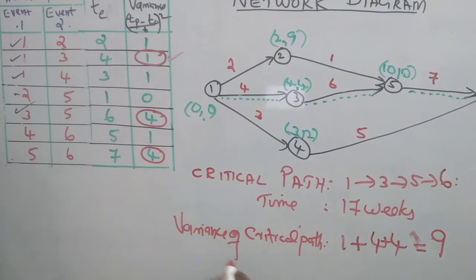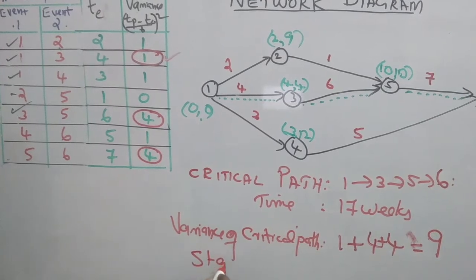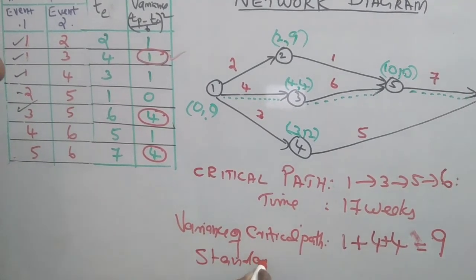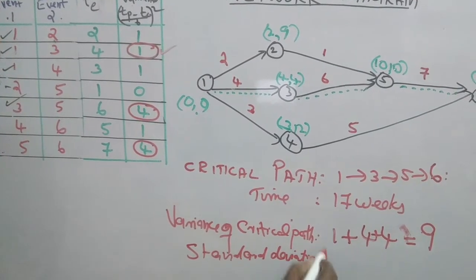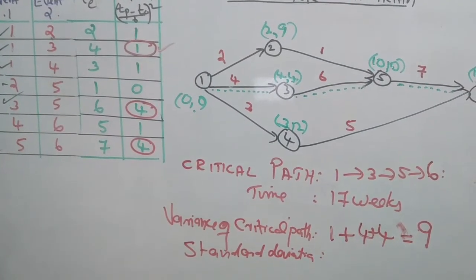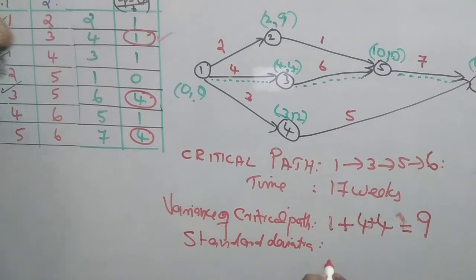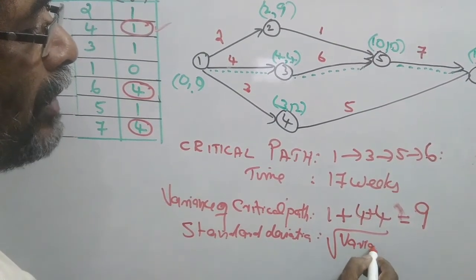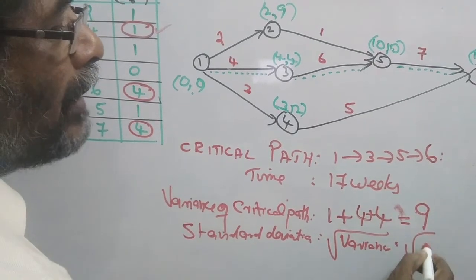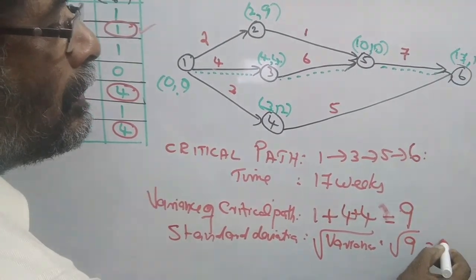And one more question: standard deviation of the critical path. From quantitative techniques, what is standard deviation? It is the square root of variance. Square root of variance equals root of 9. That is 3.